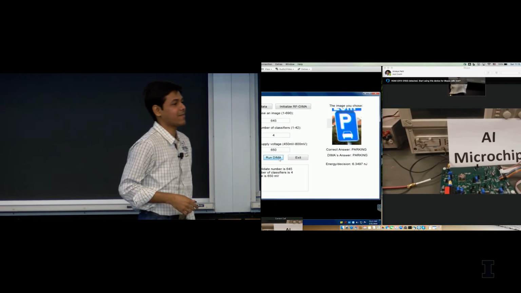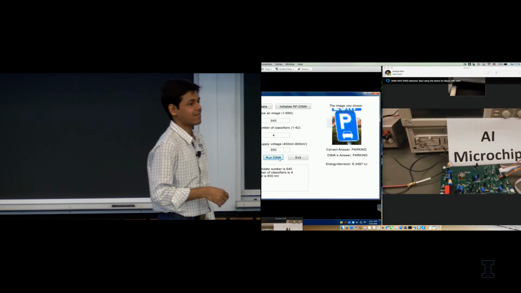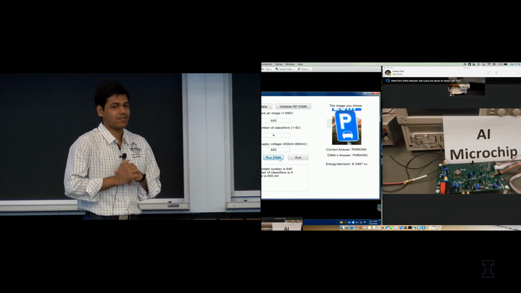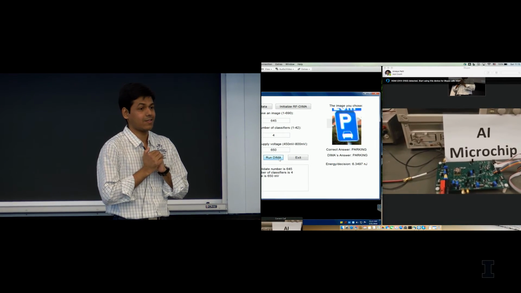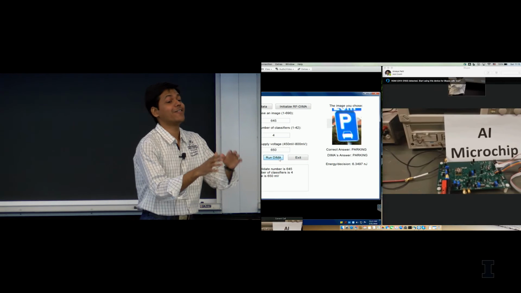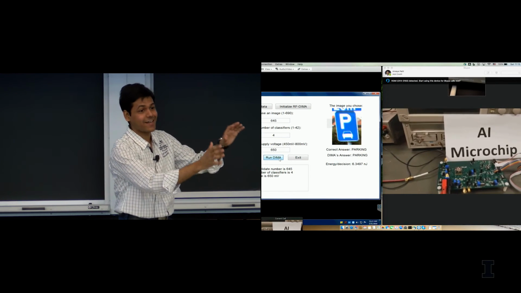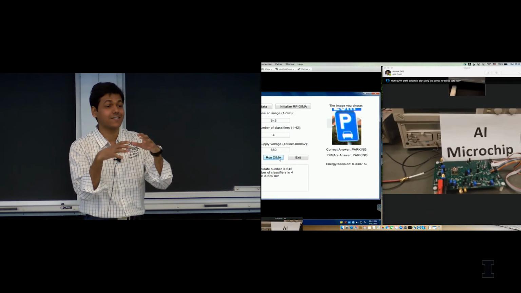Give me a number. You can go on Google and grab some parking image and put it there. Are those 690 signs the ones that were trained on? No. They were trained on a bigger data set. That was not part of this 690. Yeah, this is a test data set.